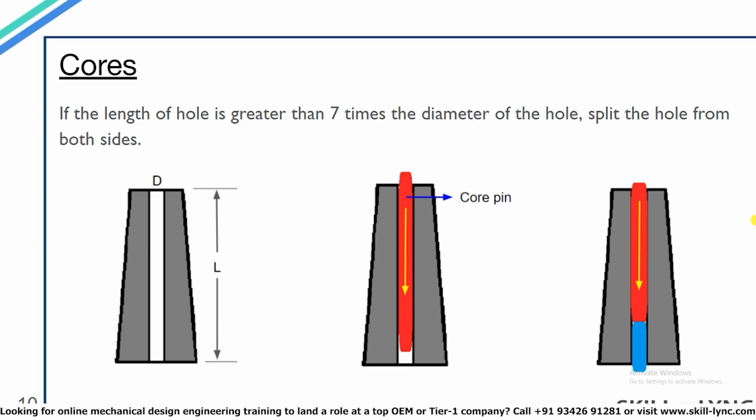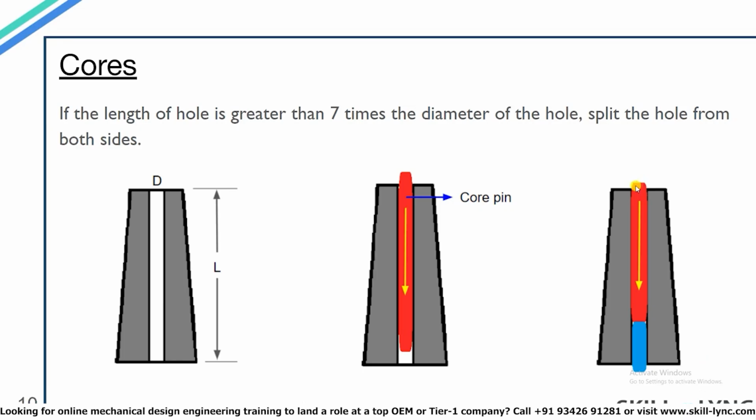So some part of the hole is made using the cavity side and the rest of the hole is captured from the core side. So here in the first diagram, you can see the hole, and this is the core pin used for making that hole. And in the third diagram, you can see instead of making the hole using a single core pin, some part of it was captured from the cavity side. So the cavity will be over here. This hole will be captured from the core side.